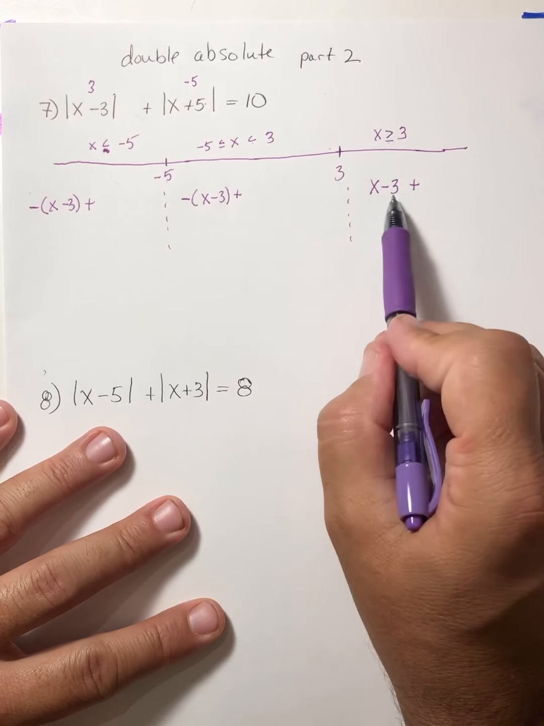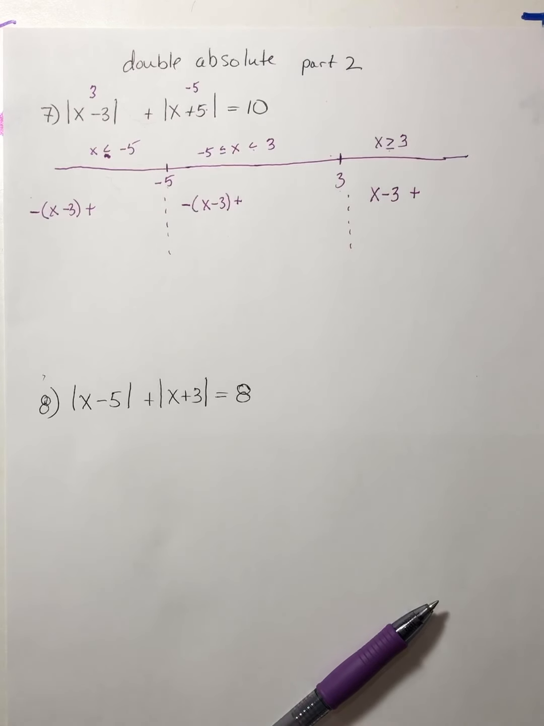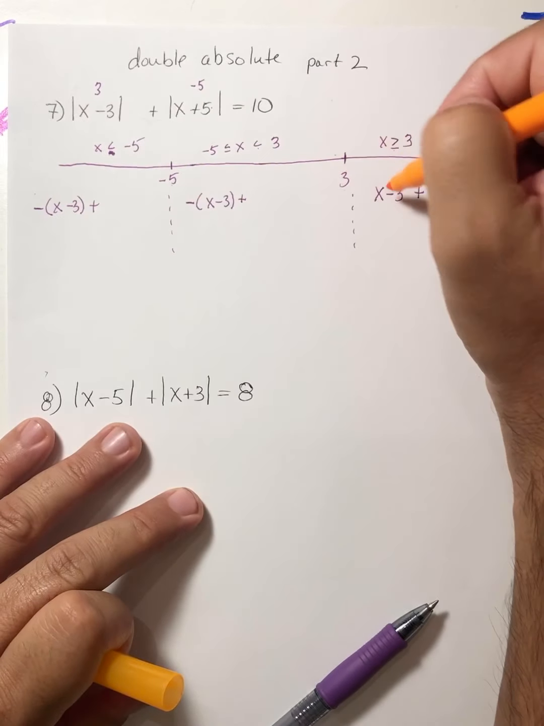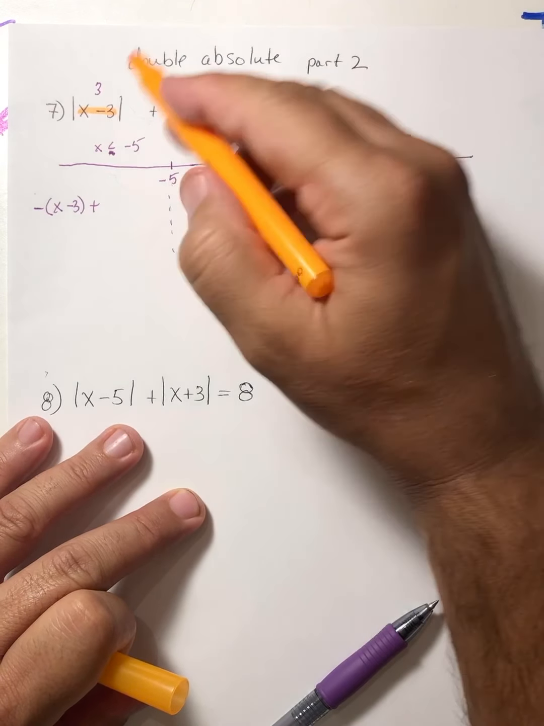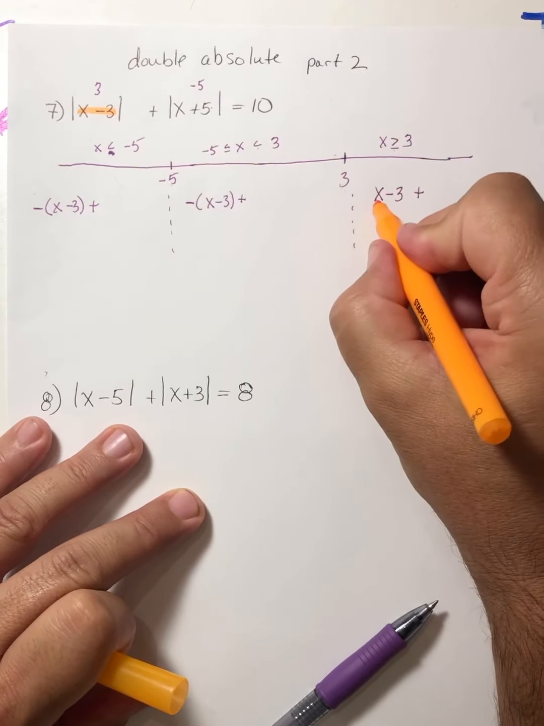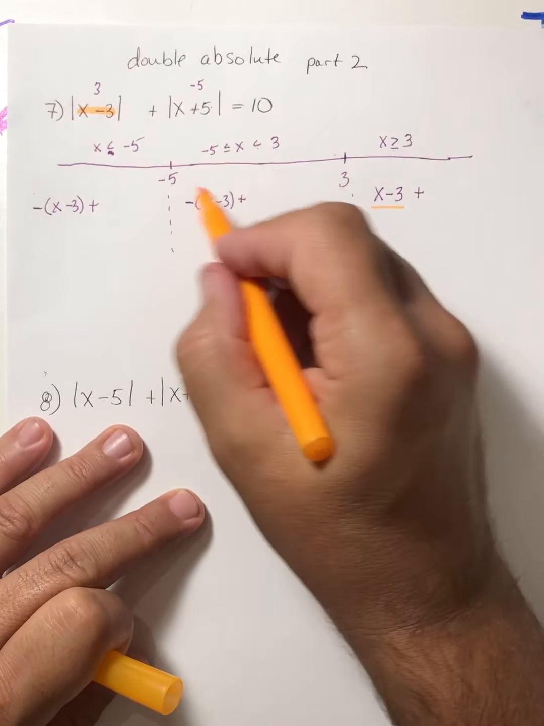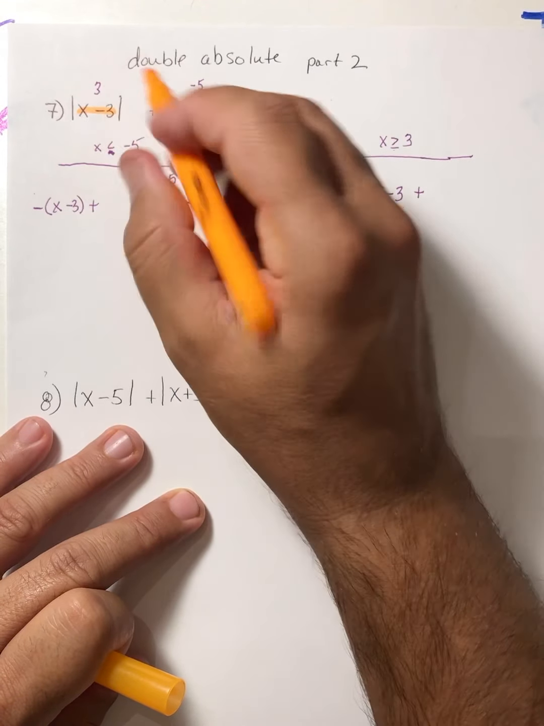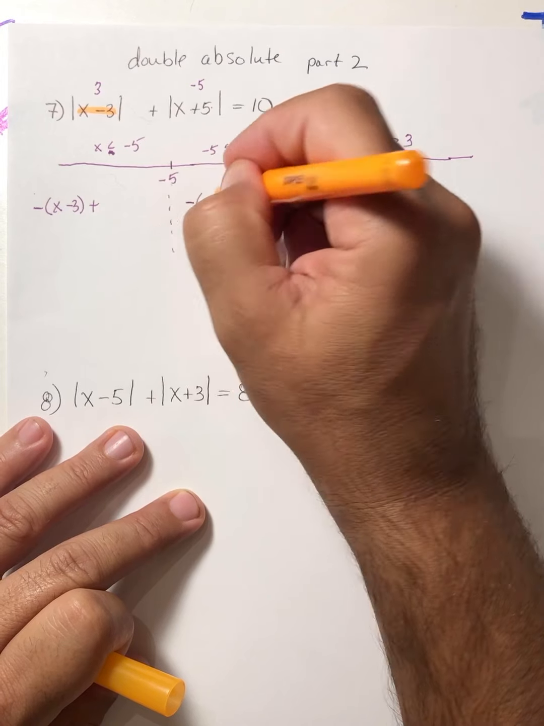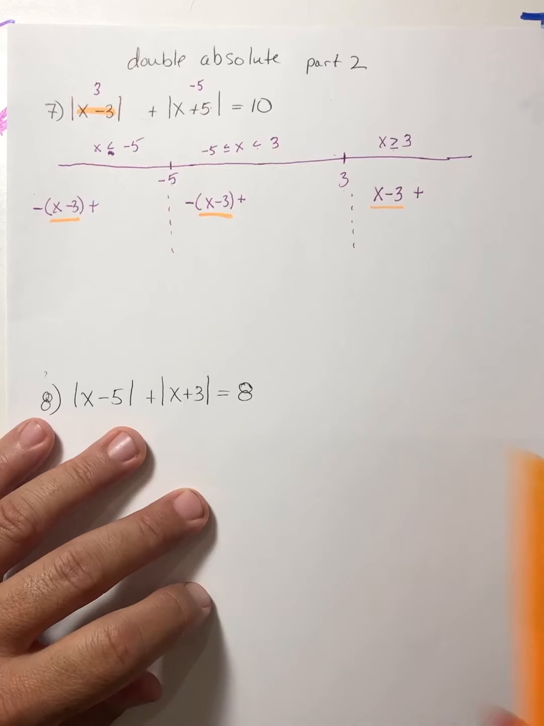To the right of 3, we're looking at this one right here. To the right of 3, x minus 3 was a positive result. We dropped the absolute values. To the left of 3, in these two regions, x minus 3 was negative. So here we are, negative and a negative. Okay. Now we have to look at the x plus 5s.